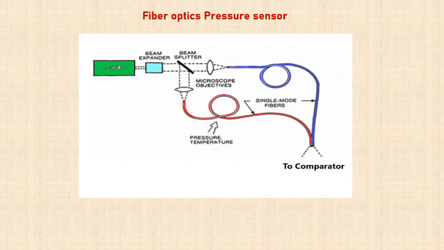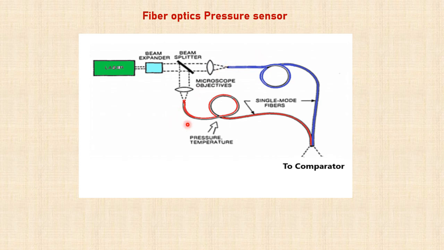Let us understand how a fiber optics pressure sensor works. Now let me show you in this figure the block diagram of a fiber optics pressure sensor. You see a laser source. The light coming from the laser source is sent on to a beam splitter. Some part of the light is reflected in this direction and some part is transmitted in this direction. Now both these light rays are fed into the optical fibers.